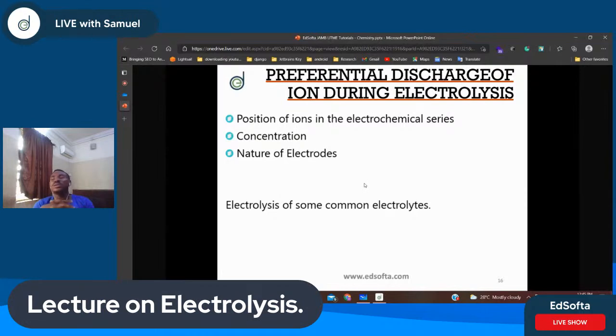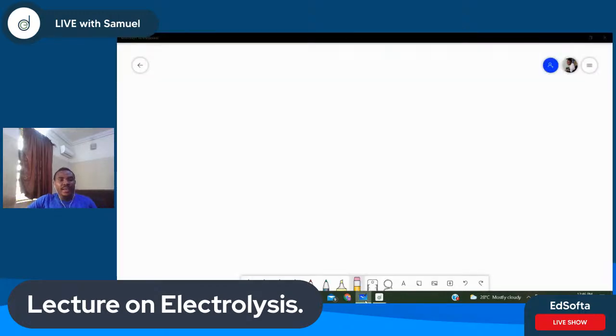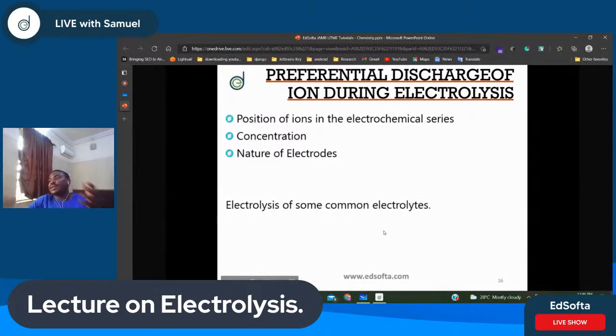Then the last one is the nature of electrodes. Now this tells us the type of electrode. So depending on the type of electrode, that determines who is going to be discharged.